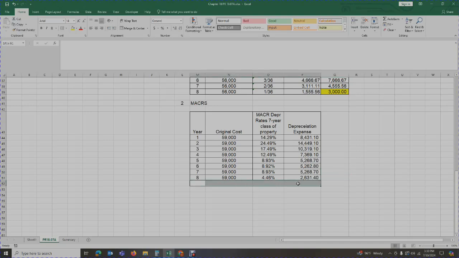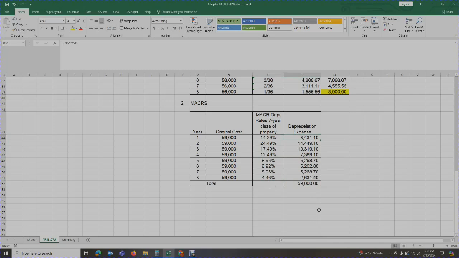Now that we've done that, I am going to calculate my total. The total that I depreciated over the 8 years should be the $59,000. Let's see if it matches. And yes, it does. So the $59,000, which is what I paid for the machinery, is going to get depreciated using the rates provided by the IRS based on the category of property. And this is how we're going to depreciate it every year.